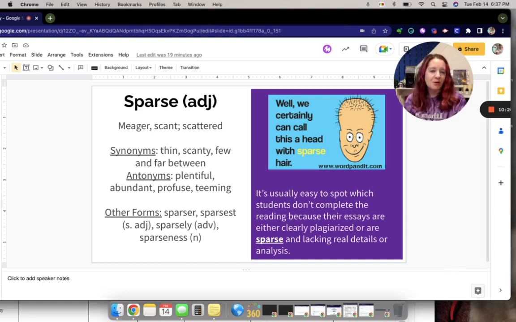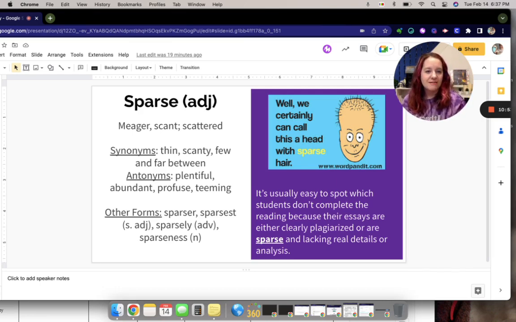You have your other superlative adjective forms. So you have sparse, sparser, and sparsest, the thing that is the most sparse. Sparsely is a really common adverb form, and sparseness is a noun form. And then in that picture, they've given you a little sentence that goes along with it. We certainly can call this head with sparse hair. It's meager, it's scant, it's kind of thin a little bit. There's not a lot of coverage there.